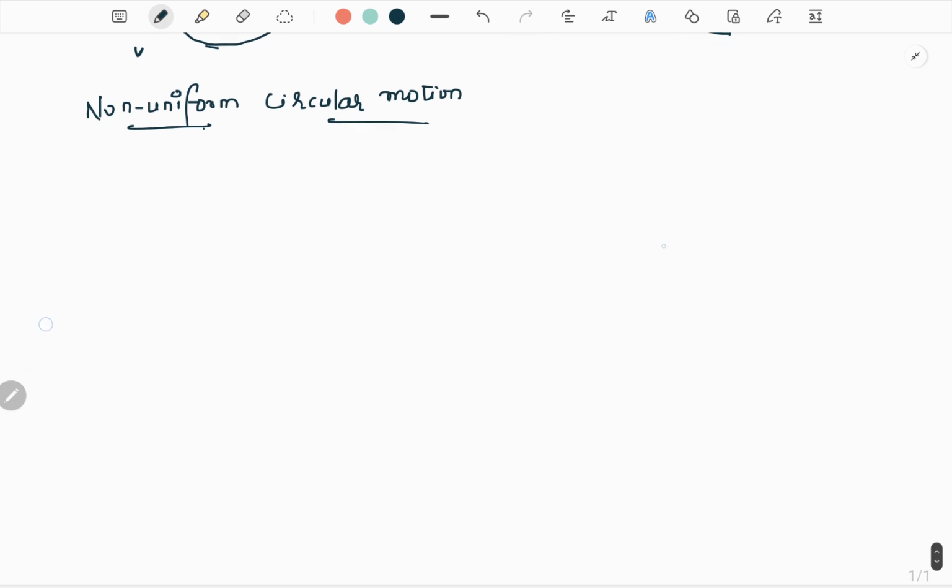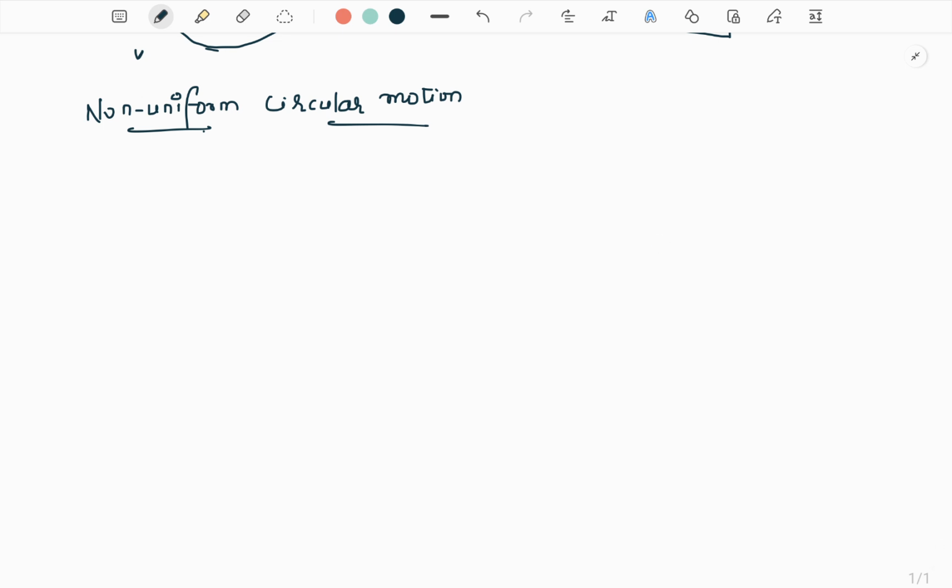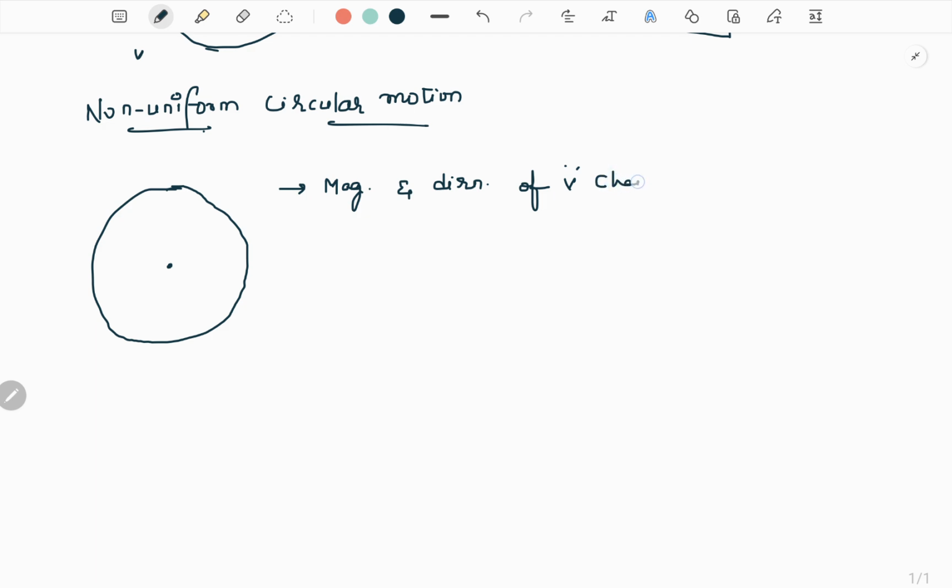Now let us try to write relations related to the non-uniform circular motion. Let's discuss briefly about it. Here in the non-uniform circular motion, the particle goes in a circular path, and both the magnitude and direction of velocity v are changing in this case. Say at some particular instant of time, the particle is at this point A, the center is represented with O, and the radius of that circular path is r.